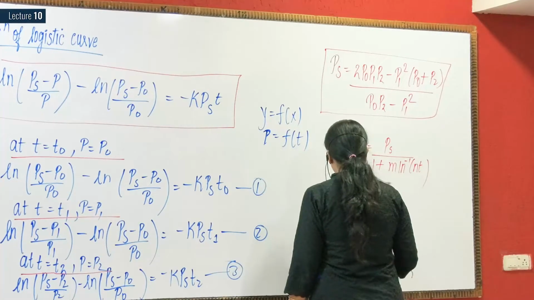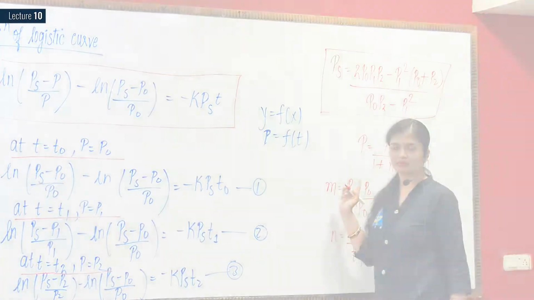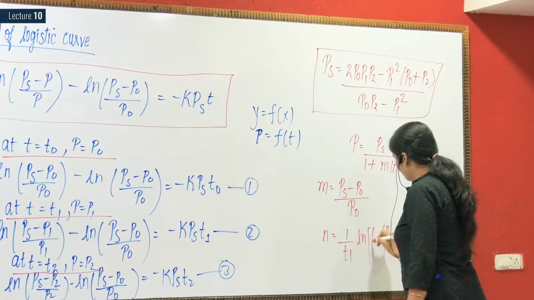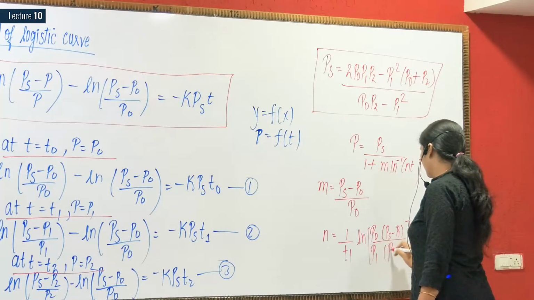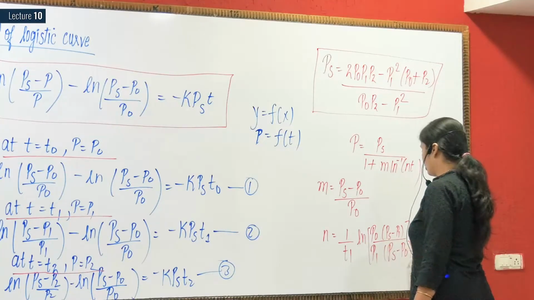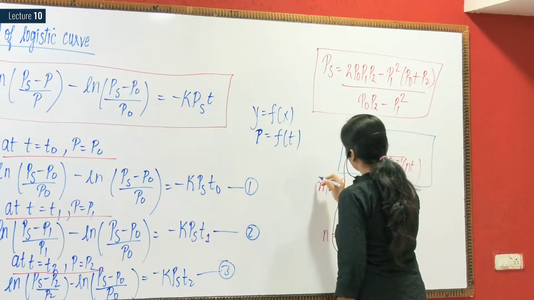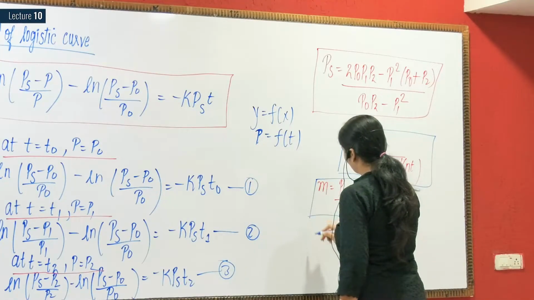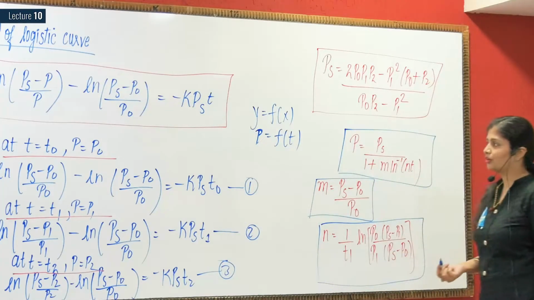And N is what? N is 1 upon T1 log. You will calculate 1 upon T1 because here you have to substitute the value of N. Fine. So I'll substitute it P0, PS minus P1, P1, PS minus P0. So these equations you have to remember for solving the question by logistic curve method. This you have to remember.